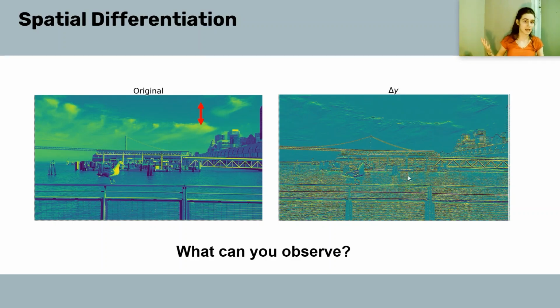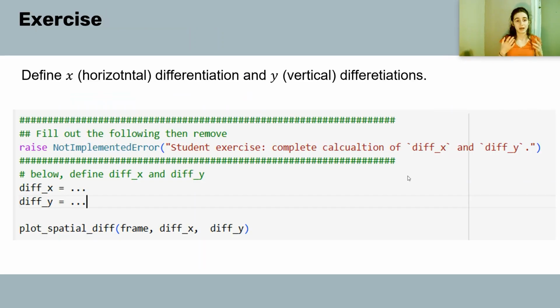How would you describe this change? What can you observe? Please discuss with your TA and with your group. So now you have the exercise to apply spatial differentiation, vertical differentiation as well as horizontal differentiation. So diff x is across the horizontal axis and diff y is across the vertical axis. And here we just need to call the plotting function.